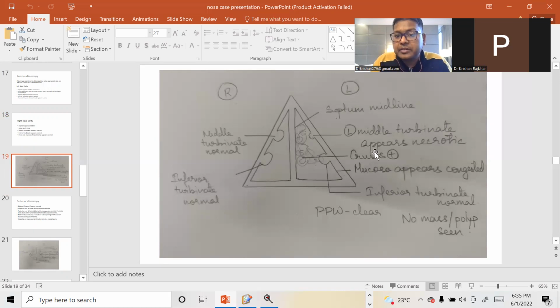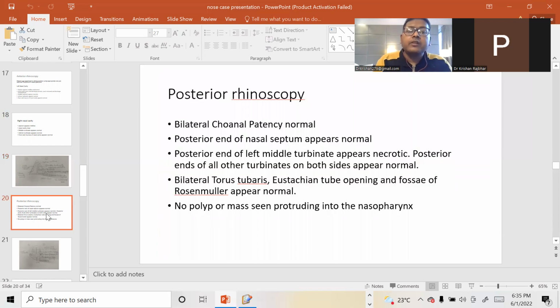Left middle turbinate appears necrotic. Crust present. Mucosa appears congested. Inferior turbinate normal. No mass or polyps, posterior pharynx clear. So coming to the posterior rhinoscopy, always in a nose case do mention the posterior rhinoscopy. Bilateral choanal patency normal. Posterior rhinoscopy must be mentioned in the exam. In the file, no need to write right and left posterior rhinoscopy separately.